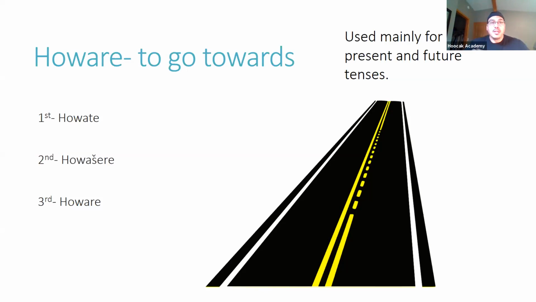All right. So once again, first person, I go towards Howade. Second person, Howashede. And then third person, once again, is the base verb. He, she, or it goes towards is Howare. All right. So the difference between first and third, Howade, hard T sound, and then third person, Howare. All right. A little difficult, but we'll get there. All right. So let's practice this.